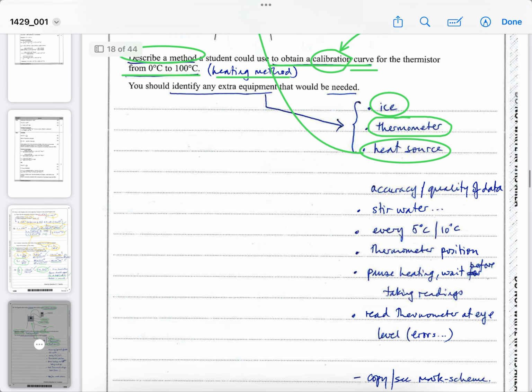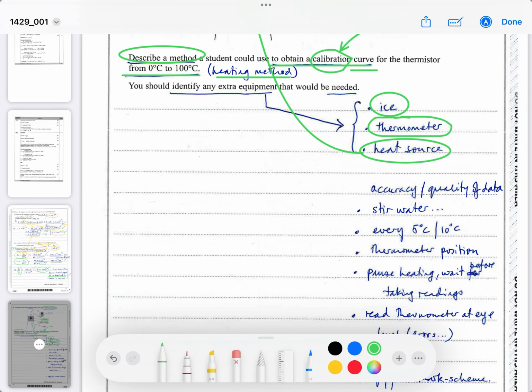And then you need to consider the quality of your data or the accuracy. Okay? So I told my students in year 10, you've got to stir the water to make sure the temperature is even throughout the water. And you probably want to make sure you've got a lot of data points. So every 5 degrees centigrade is probably a good way of doing it. Yeah, but the mark scheme allows you to do every 10 degrees centigrade.